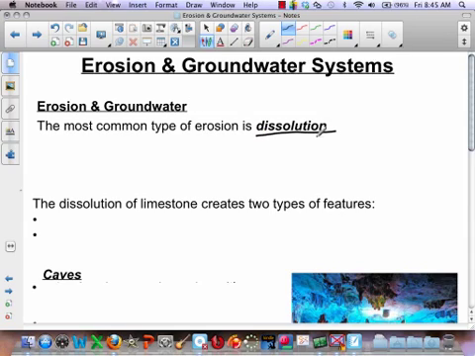Now, what does that mean? It's dissolving. So basically, when we think about erosion, the most common way that things are eroded is by dissolving the material. And when we think about the way that this happens, it's typically looking at limestone. Remember from earlier this year, we were talking about limestone being CaCO3, calcium carbonate.